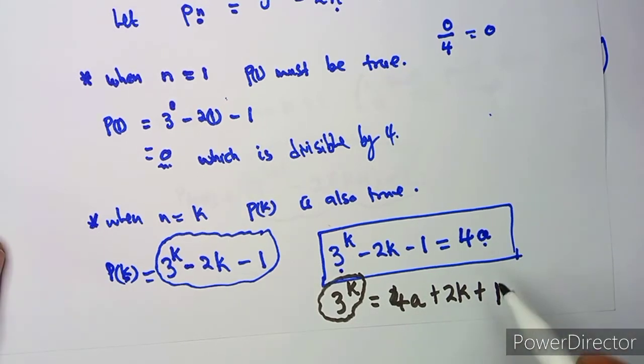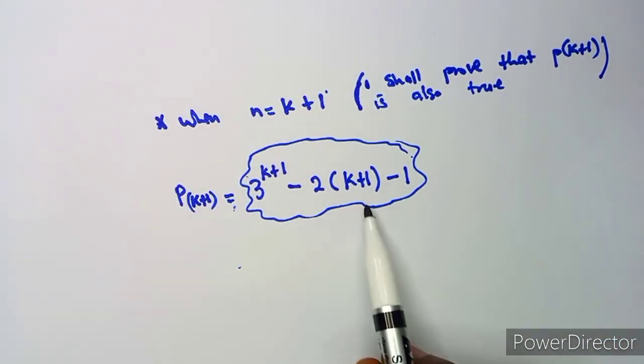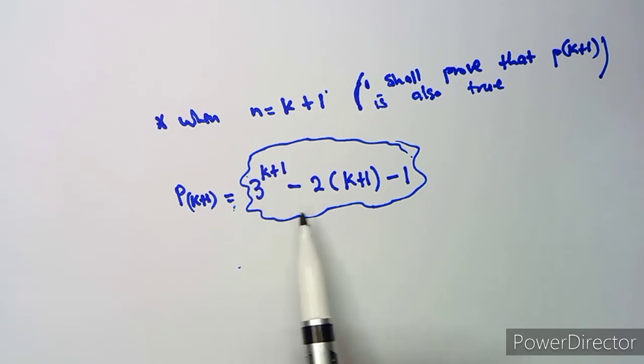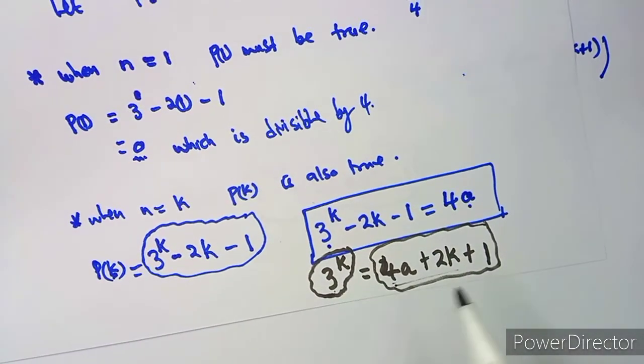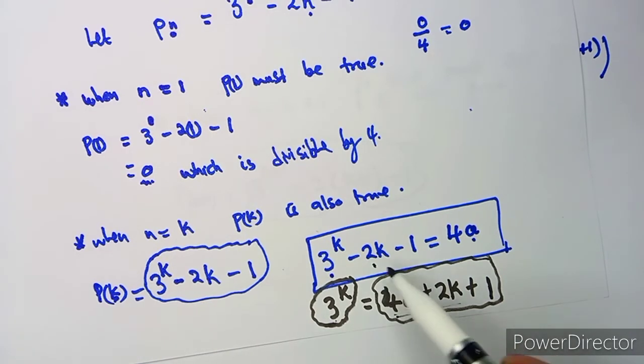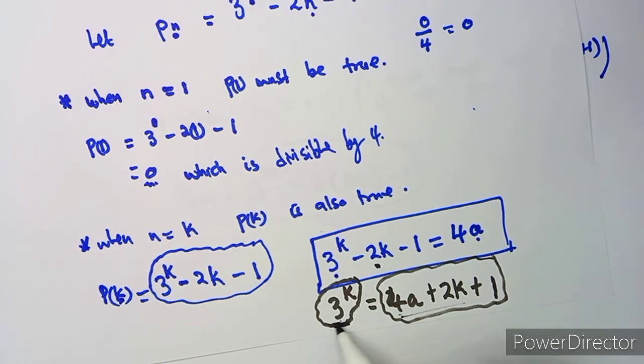So I am going to try by all means, from this statement, to have 3 to the exponent of k, so that in place of 3 to the exponent of k, I can substitute with this. Or maybe you can make minus 2k the subject. I don't know, you just choose what is best for you. In this case, I'm going to choose 3 to the exponent of k. So let us make this the subject.